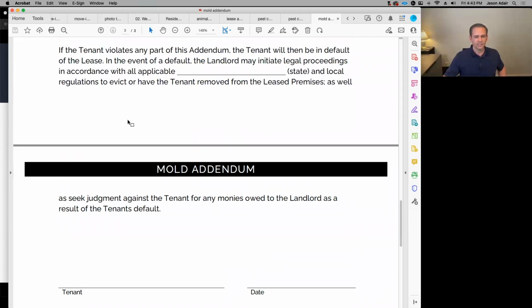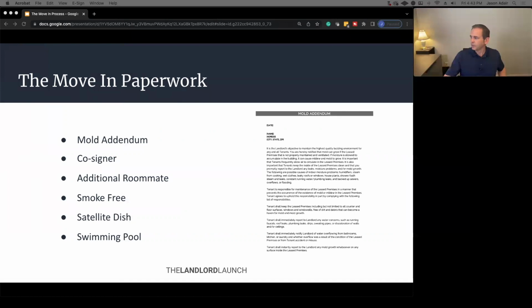It also outlines in here, just as I'm briefly going through, that if they let a mold problem get out of hand, and I've seen it, they haven't reported it, and I don't know if they did it on purpose or not, but the case is they didn't report it, it got out of hand, and it led to remediation issues, well, the tenant's responsible for that. So that's why a mold addendum is absolutely useful and helpful to you as a landlord.